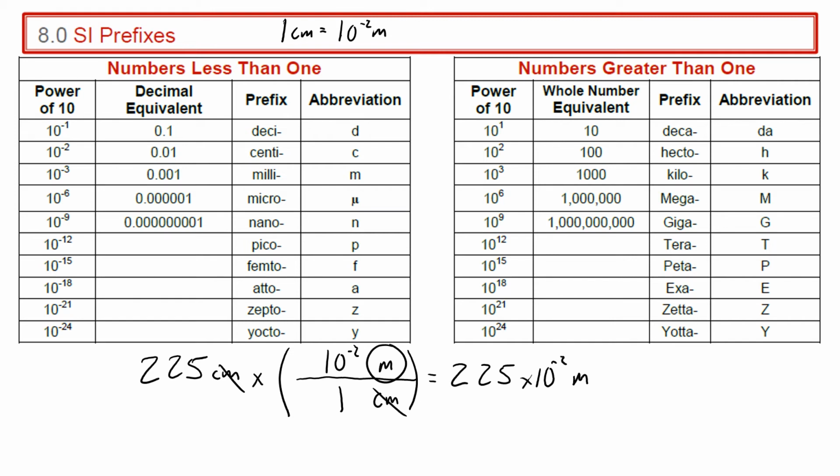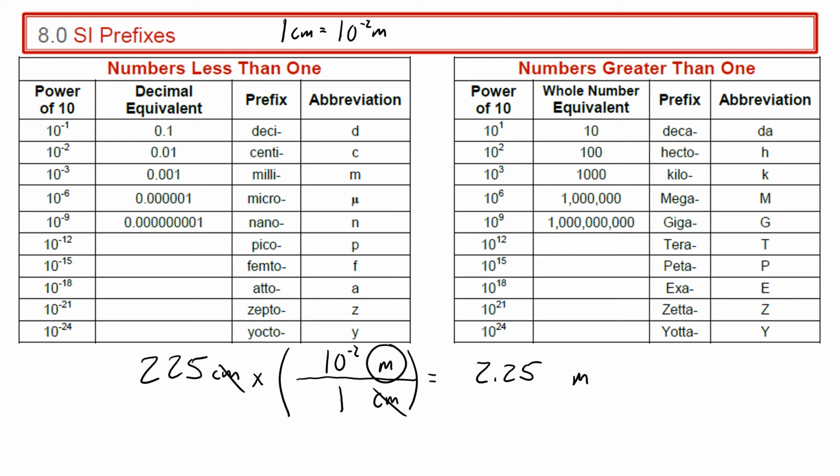You could keep it in scientific notation like this, or you could actually do the multiplication and you get the same answer, 2.25 meters. So yes, that acronym method is convenient, but this is also a good way to do it.